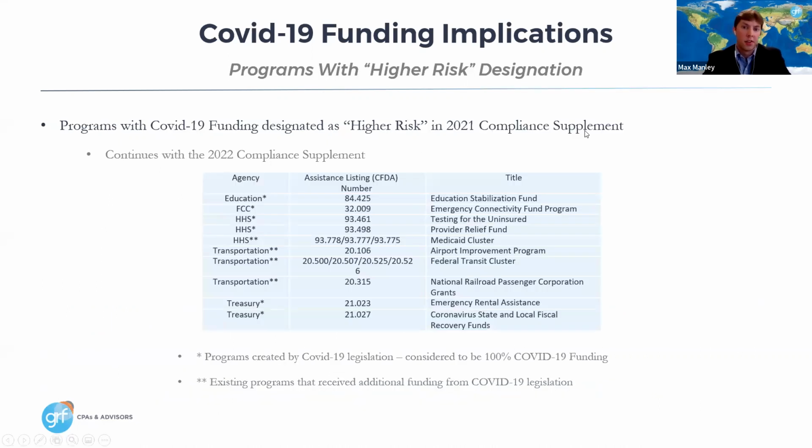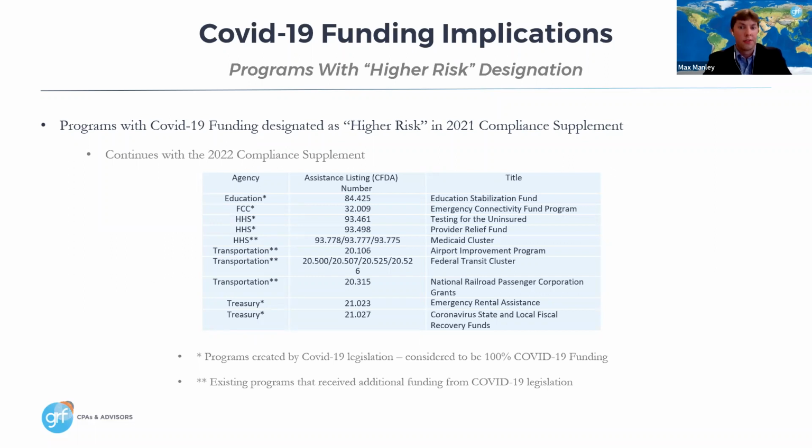To continue with this discussion, when last year's supplement came out, it was indicated that programs that did get the COVID-19 funding are considered to be higher risk by the federal agencies. But it is important to keep in mind that just because the agencies consider the programs to be higher risk, that is not the same thing as saying that you must assess them as high risk programs for your audit. So we'll get into that in just a minute.